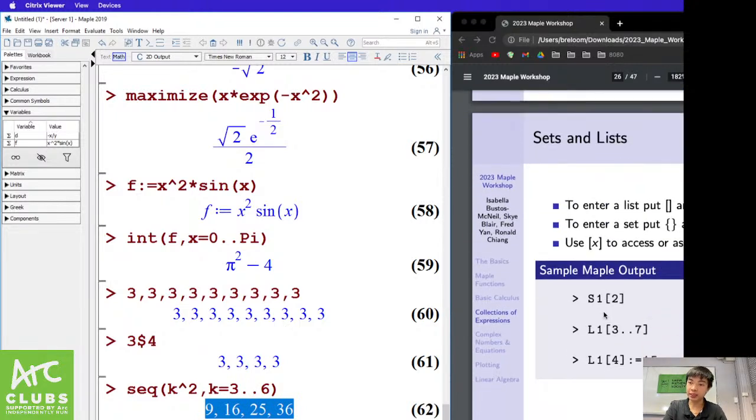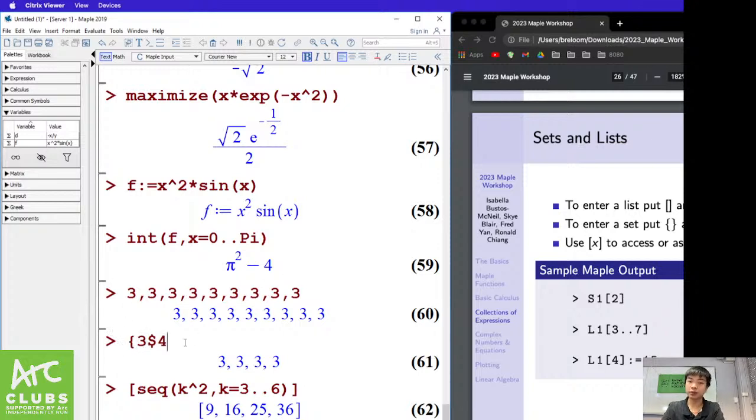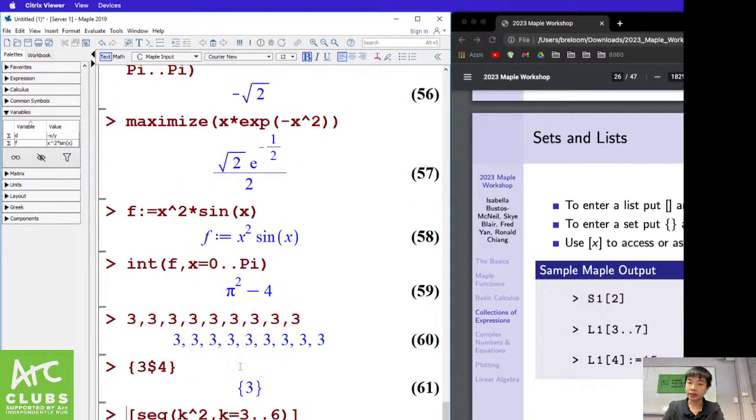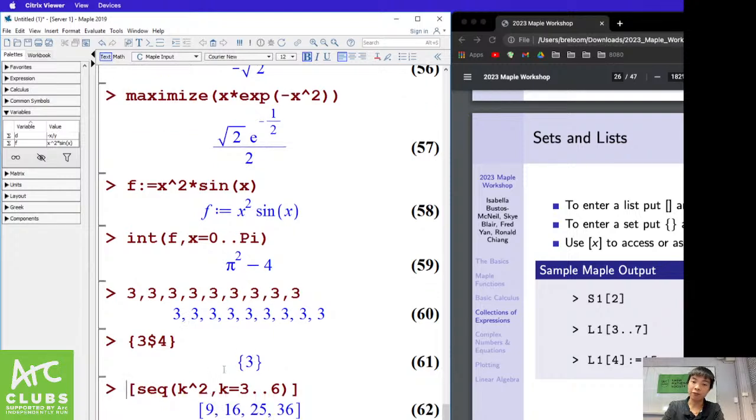So we also have lists. A list is just a sequence, and then you put square brackets around it. And then we also have a set. A set is a sequence with curly braces around it. The difference you might see is that we had 4 threes here, but then it collapses to 1 three, because obviously a set doesn't have any repeating elements. If there's already a 3, there's not going to be a second 3.